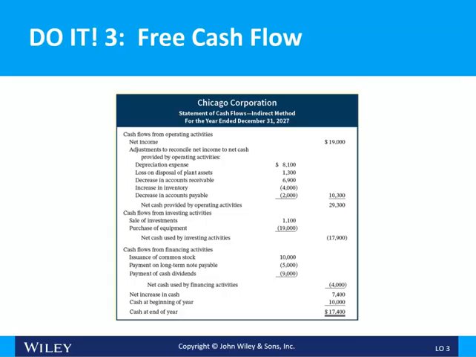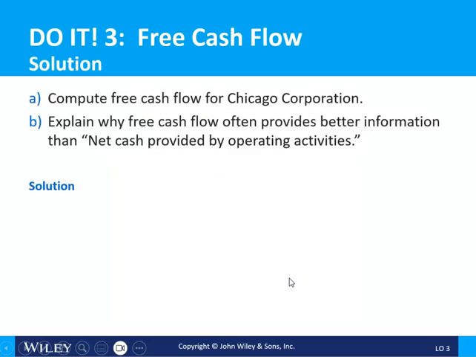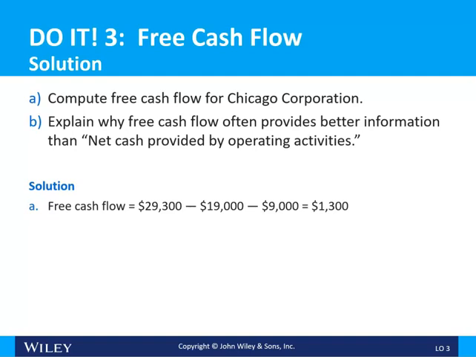Then we subtract any dividends paid. Down here we see payment of cash dividends, 9,000. So when we look at the free cash flow for Chicago Corporation, 29,300 minus 19,000 minus 9,000 is 1,300.